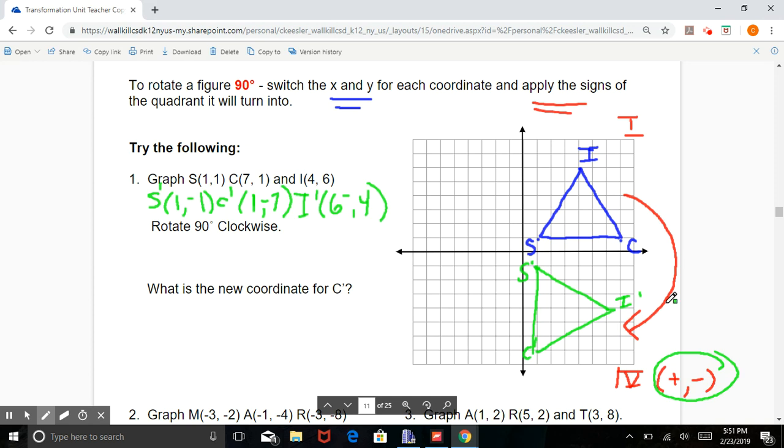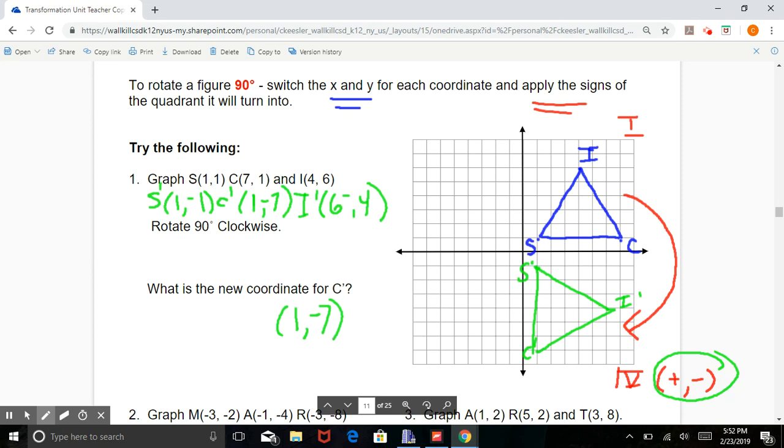And you can see how this SCI was rotated to form this SCI. And it's kind of like if you took your paper and turned it a quarter of a turn, you would wind up with this shape. So if it helps you to visualize it, you could always shift your paper and think about where it should land before you start actually graphing it. So what is the new coordinate for C prime? Well, we already did that. It's 1, -7.